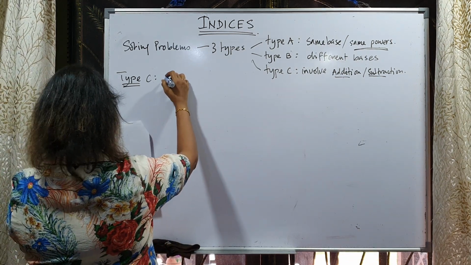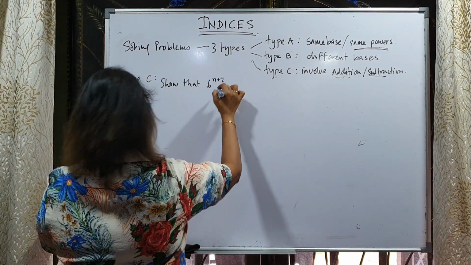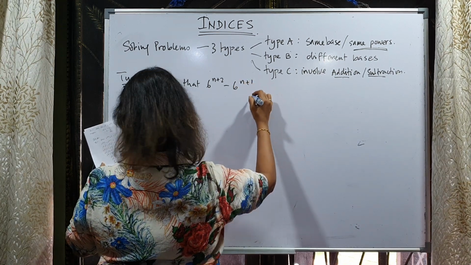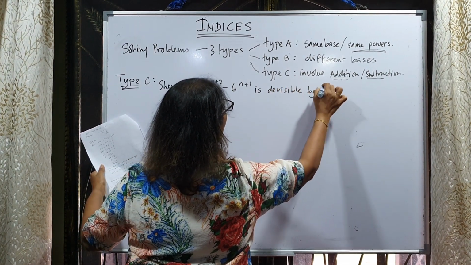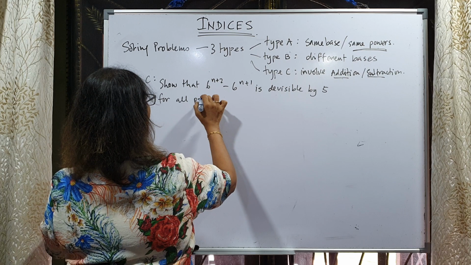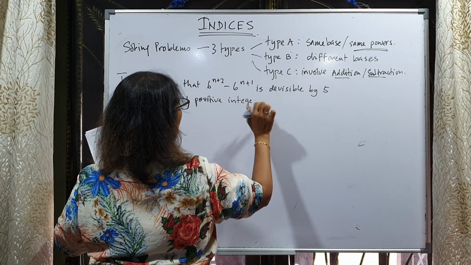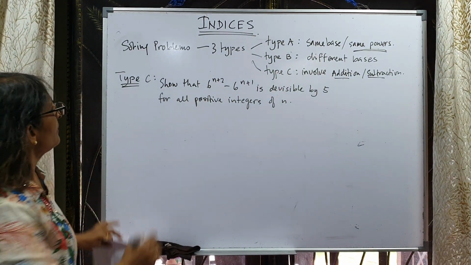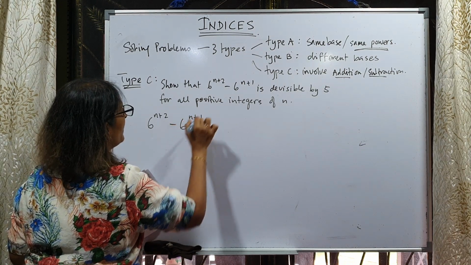Sometimes we have this. Show that 6 power n plus 2 minus 6 power n plus 1 is divisible by 5 for all positive integers of n.